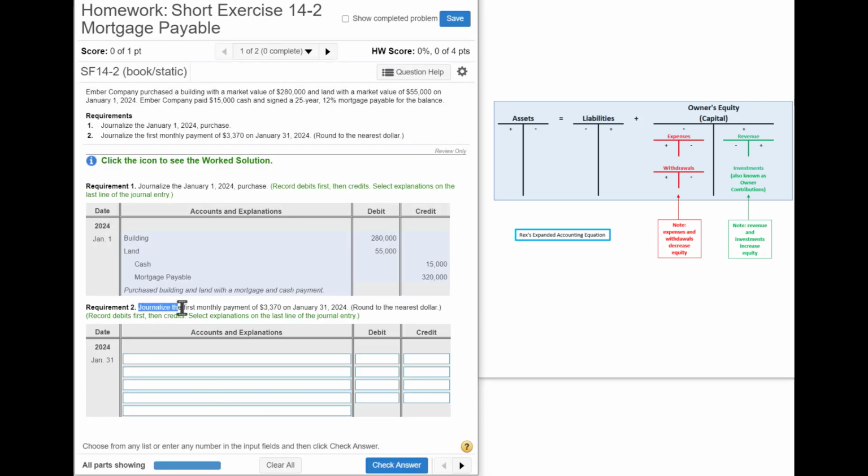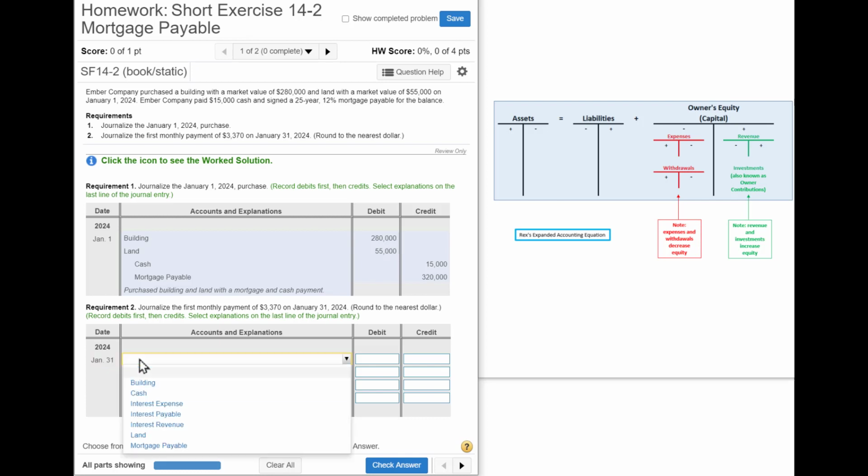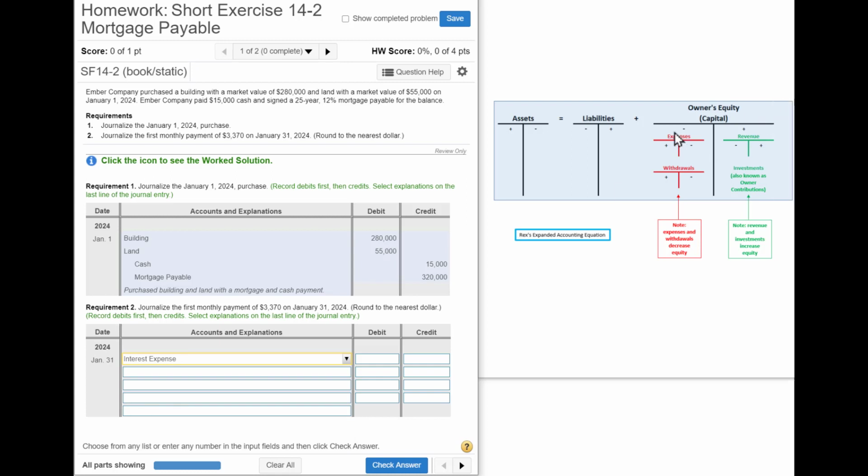Requirement 2, journalize the first monthly payment of $33.70 on January 31st. So notice we purchased the items on January 1st and it is now January 31st, so it's a month later. So we have to record 1 month's worth of interest. And that will be interest expense. And since the expense is increasing, I'm going to have to debit the account.